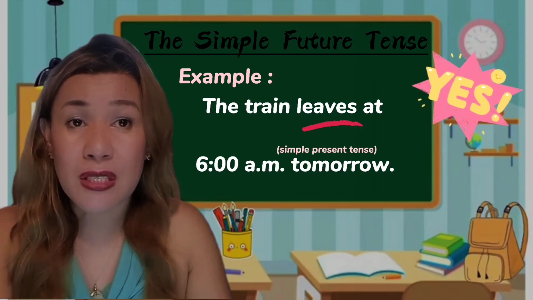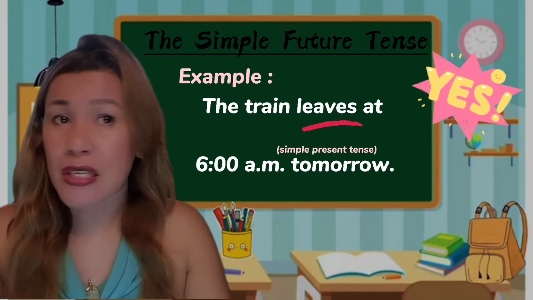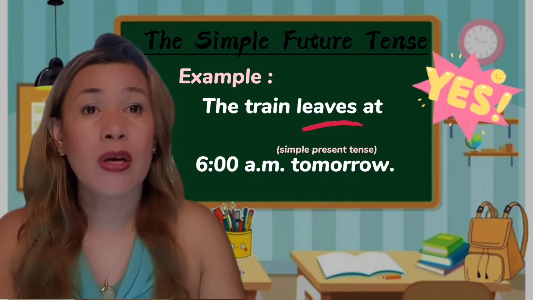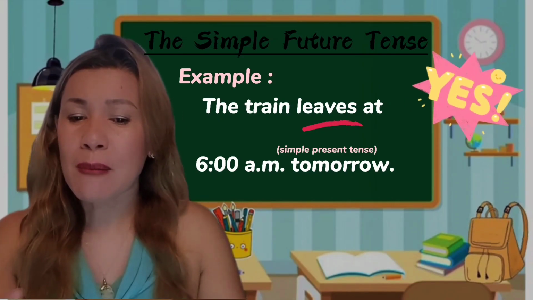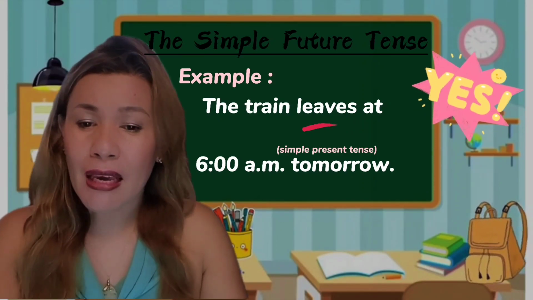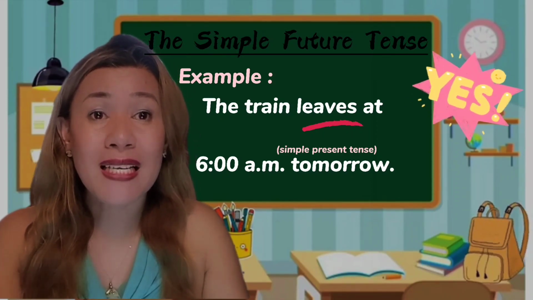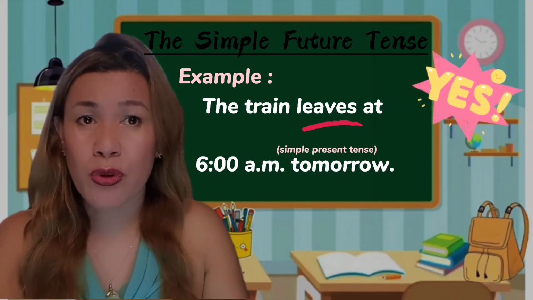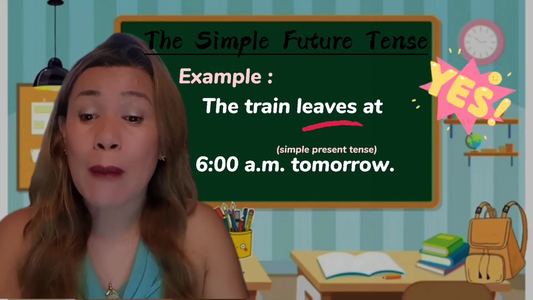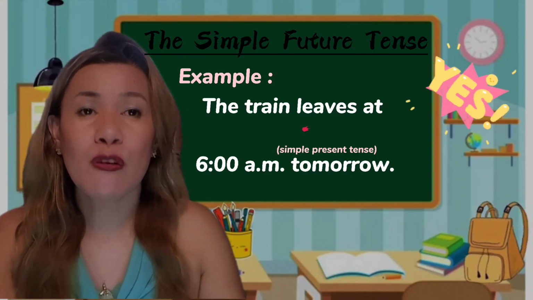The verb leaves, which is in simple present form, is okay to be used to indicate a future action. So in summary, you can use simple present or the present continuous forms to indicate that the action is yet to happen, but they must involve schedules. So your sentences must involve schedules for you to appropriately use simple present and present continuous forms.